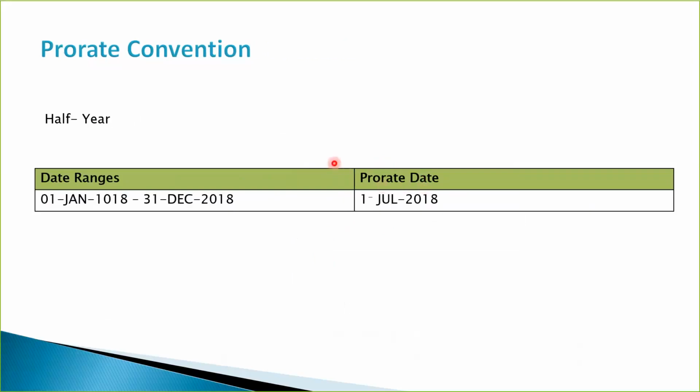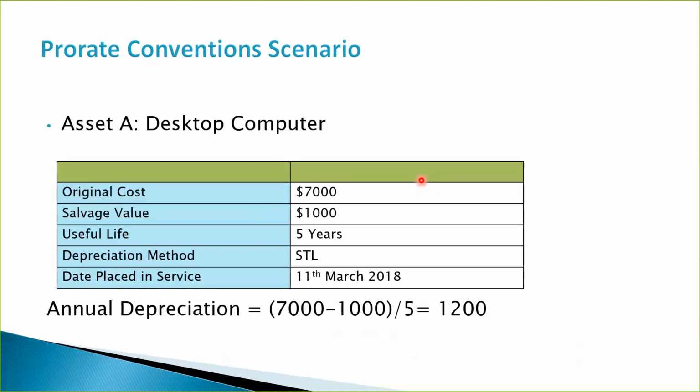We have said that once you enter your date placed in service, then it will check it against the convention and the date ranges and come up with a prorate date. Then using that prorate date, it will check what period this date belongs to, the prorate date. So where is it checking which period this date belongs to? It has to be checking it from some calendar, right? So that calendar is the prorate calendar. And we are going to talk about it as soon as we are done with the prorate convention. So let's look at this scenario.